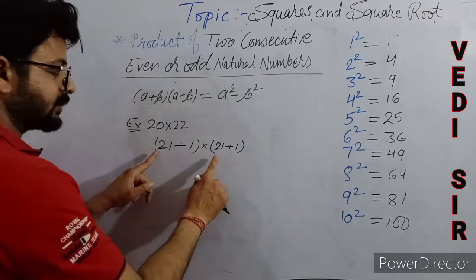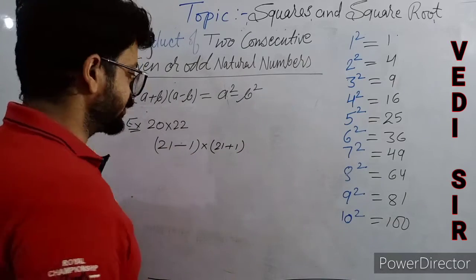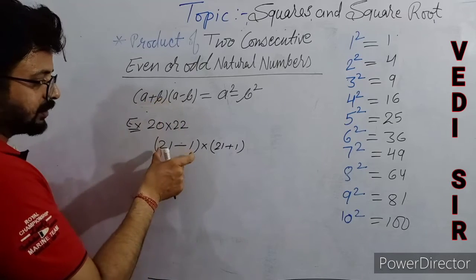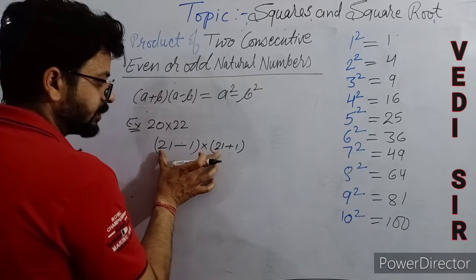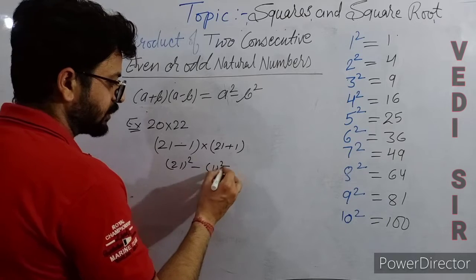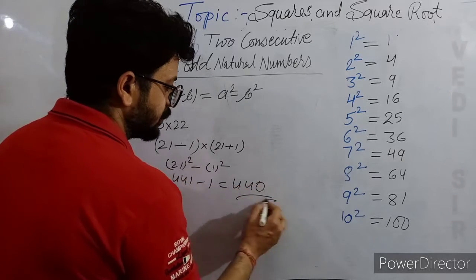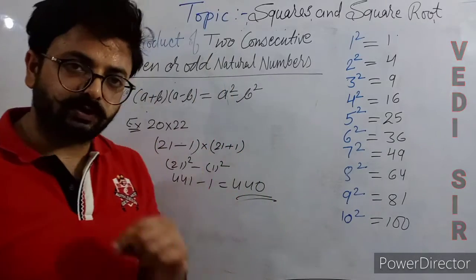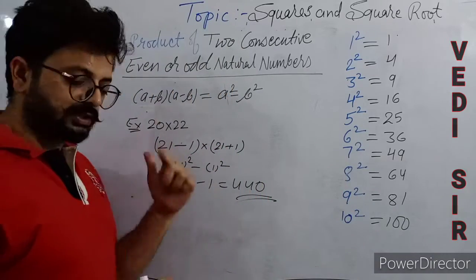It means we have to make the first part equal and the second part equal. The sign can come different. Now it is just like this: a plus b, a minus b. So a square, 21 square minus 1 square. It's 441 minus 1, which is equal to 440. Like this you can reduce your calculation time and do calculations fast. So this is the trick.